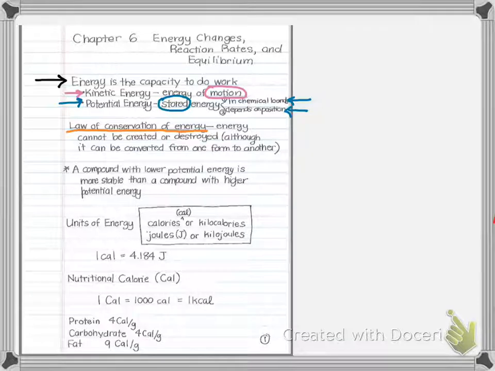Now, when we're thinking about reactions, one thing, and we'll bring this up later, but it was mentioned in your book in this particular section, and that is that a compound with lower potential energy is more stable than a compound with higher potential energy. So what it's telling you is that chemicals try to reach a lower state of potential energy so that they have less stored energy. So the less stored energy you have, the more stable. The more stored energy you have, the less stable.